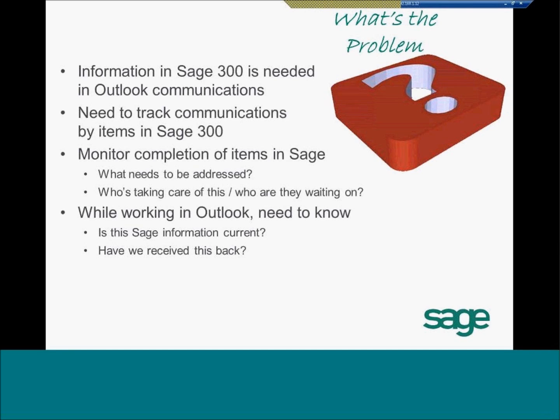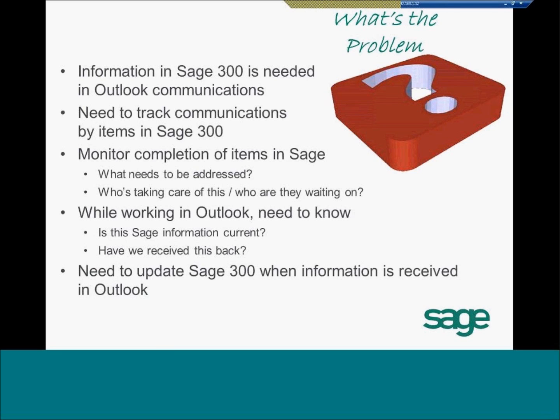While working in Outlook, you need to know things like, is this information current? One of the problems with email is that it's static. Once you receive it, it's kind of dead on arrival. That information is what it is. Have we received this particular item back? So we have the need to make these two systems talk to each other, to the point of this last bullet: when you get information back in via email, you many times need to take that information and put it back into Sage 300.